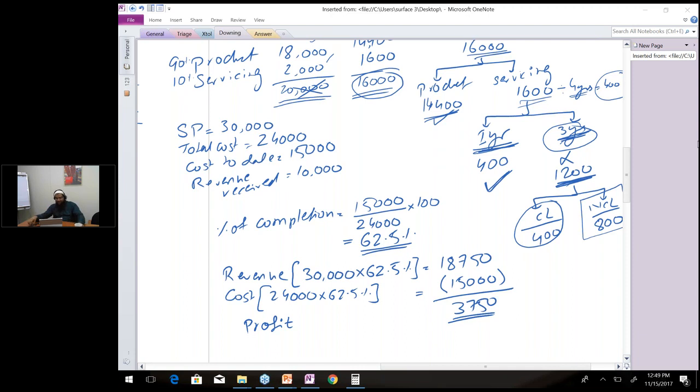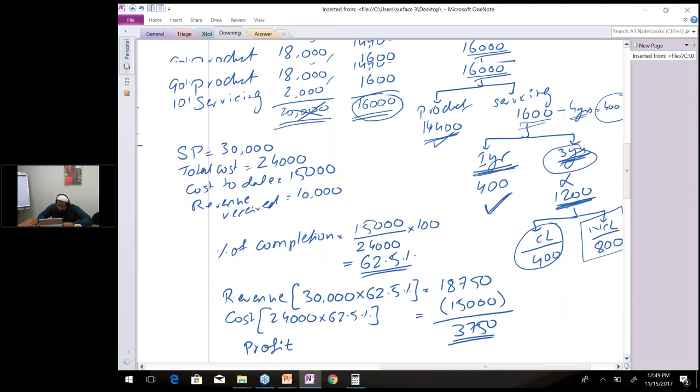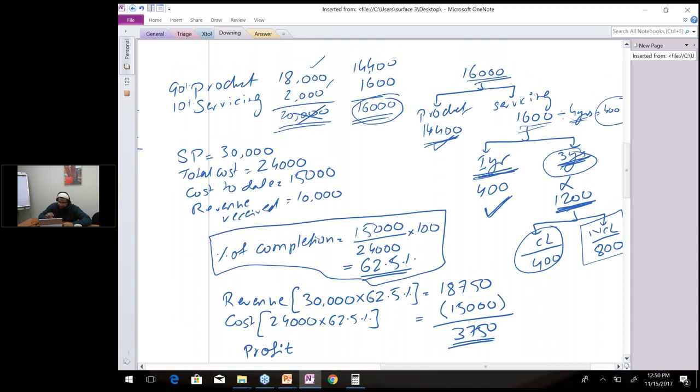Shiza Salim is asking, how have you calculated the percentage? Explain again. Shiza, the percentage is pretty simple. Cost to date divided by the total cost is the percentage.